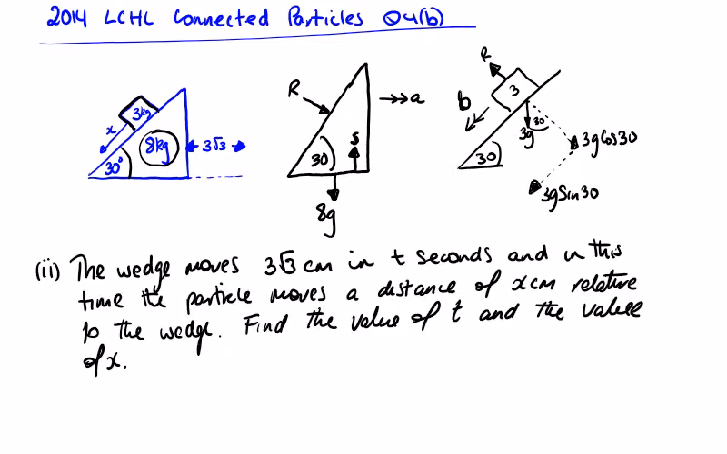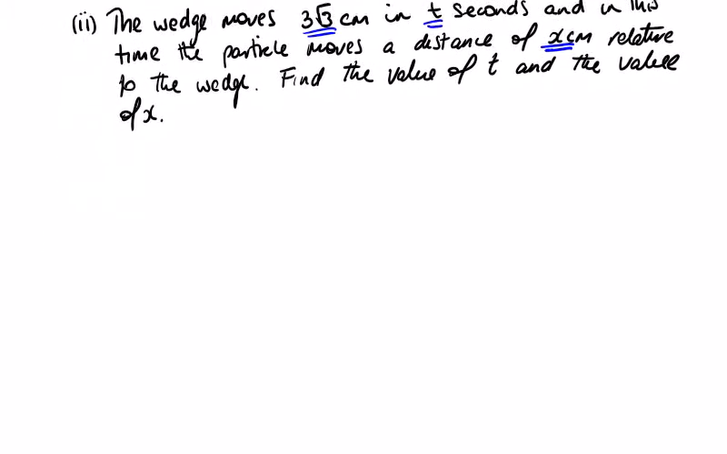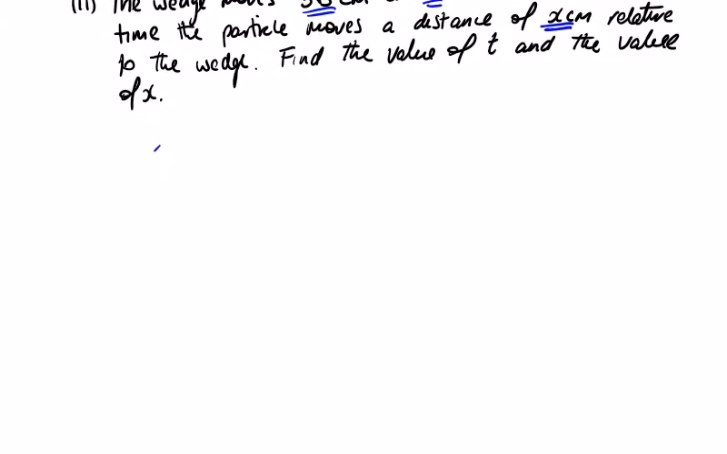Part 2 of this question, the wedge moves 3√3 centimeters in t seconds. And in this time, the particle moves a distance of x centimeters relative to the wedge. Find the value of t and the value of x. Okay, well, we need our forces equations. Let's have a look at the wedge first.